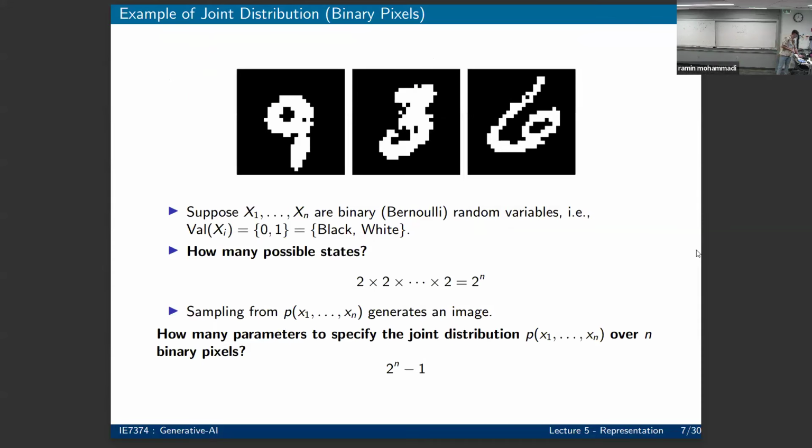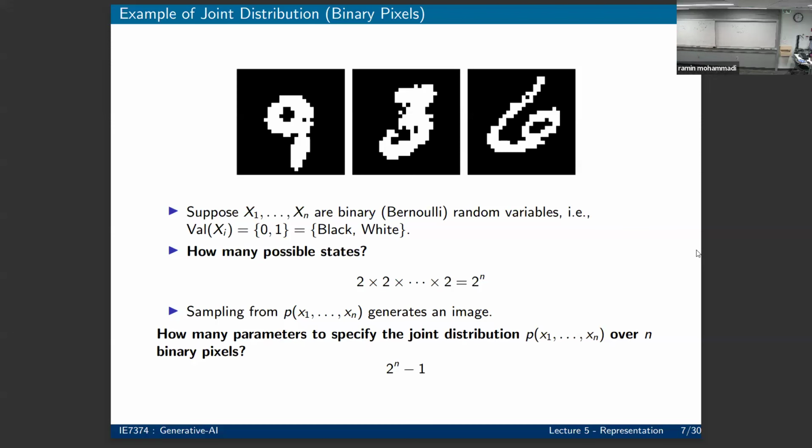Now, think about a binary image. What if you have a binary image that's black and white? It's two scenarios, and assume here that black is 0 and white is 1. Now, how many possible states are there for creating one image? Let's say these images have n pixels. Each pixel is binary. If you have n pixels, the total number of states is going to be 2 to the power of n.